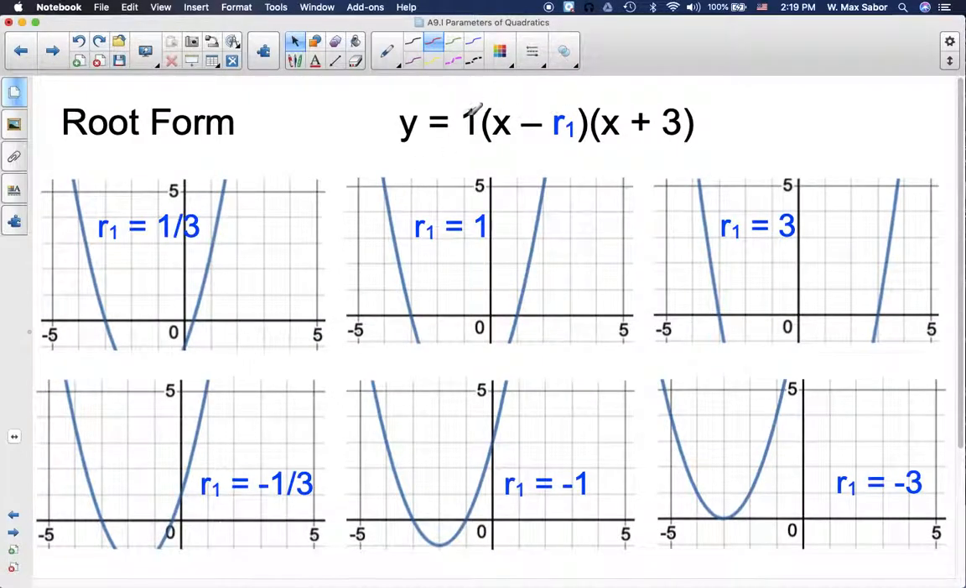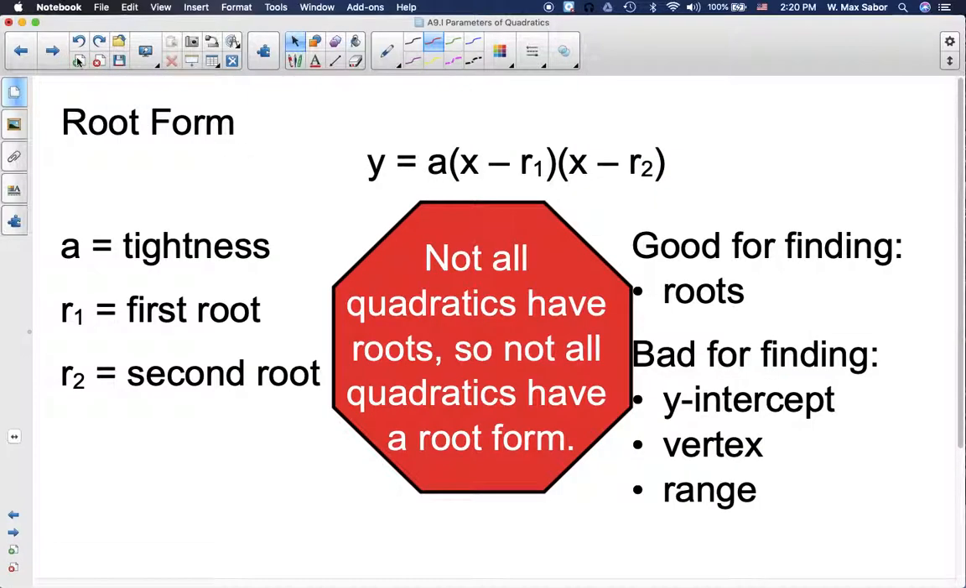Now, if the tightness stays the same, but you change the roots, well, what I've done is I've left them all with the same root of negative 3. So they all have one root as negative 3. But then I've changed what the other root is. So here, one of the roots is 1/3, one of the roots is 1, one of the roots is 3. Now the other root is also negative 3, negative 1, and negative 1/3. So now you see how the formula affects the roots.